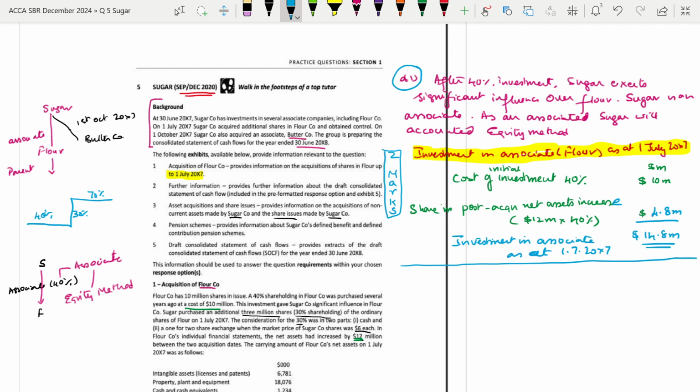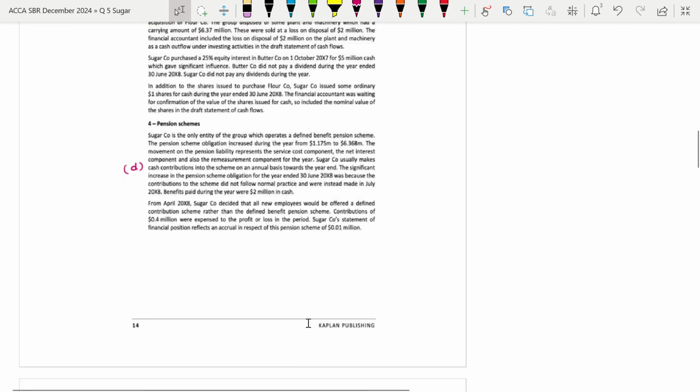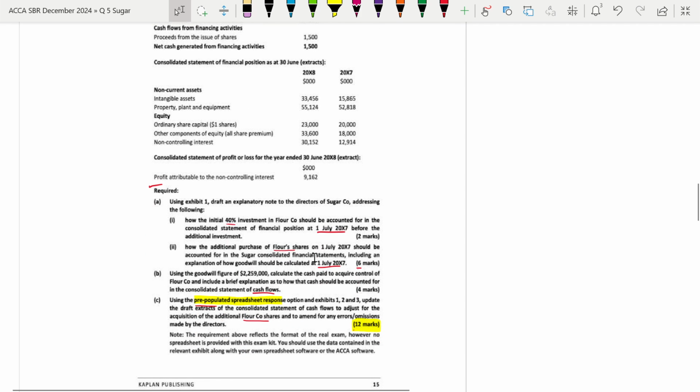Next, what is A2 they are saying? How the additional purchase should be accounted for? Means what is the additional 30%? The additional 30%. What are they saying? They are saying that they are going to give them cash as well as the shares. They are giving the cash as well as the shares.